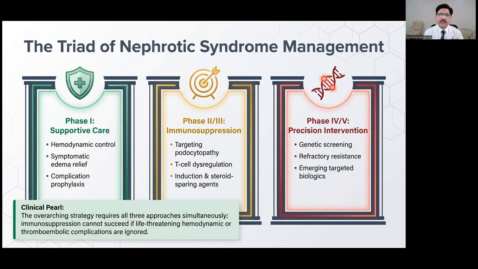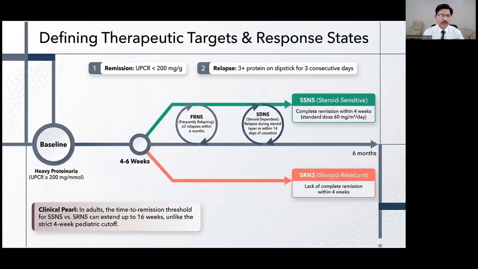Immunosuppression cannot succeed if life-threatening hemodynamic or thromboembolic complications are ignored. That means you have to treat thromboembolic complications, excess edema, fluid management, BP management. Along with that, you also have to have the immunosuppression. Now you see, beautiful forking. Baseline, heavy proteinuria is there. That is more than 3000 milligrams per millimole.